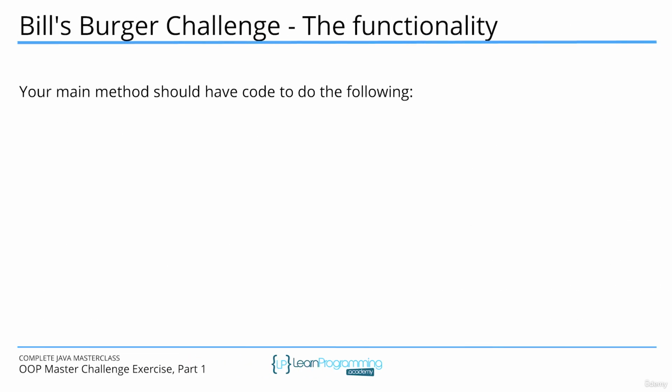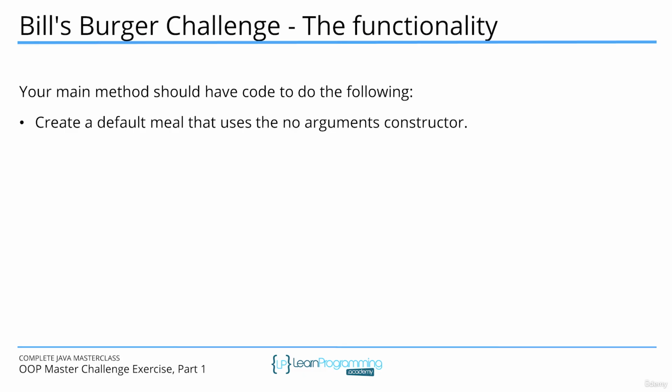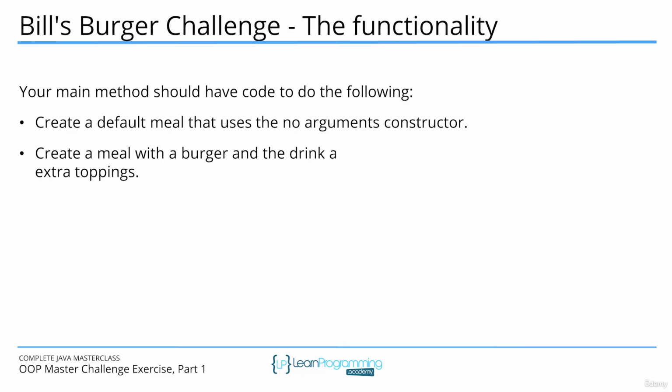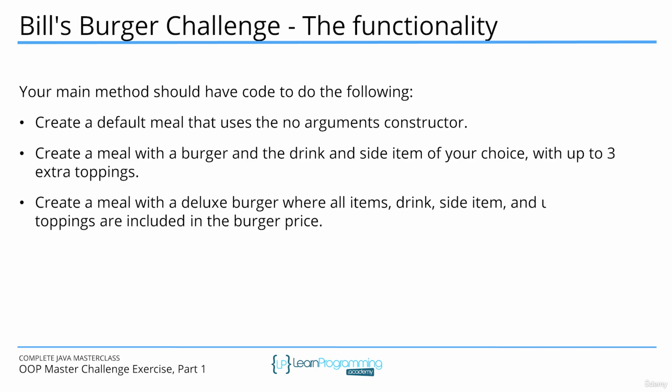Your main method should have code to do the following. Create a default meal that uses the no arguments constructor. Create a meal with a burger and the drink and side item of your choice with up to 3 extra toppings. Create a meal with a deluxe burger where all items, drink, side item, and up to 5 extra toppings are included in the burger price.